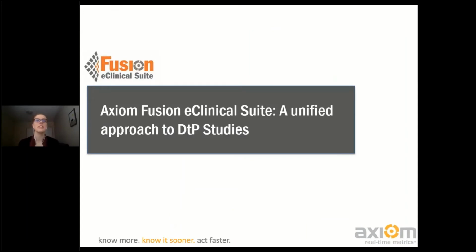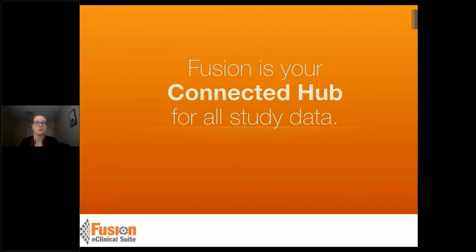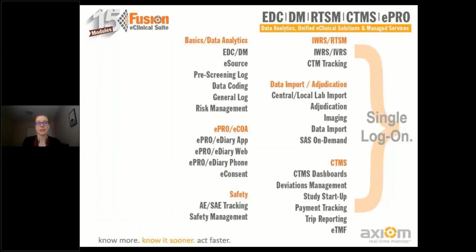Okay, so how do we approach this specifically for direct-to-patient studies, and how is our approach different? So Fusion acts as your connected hub. This is where all of your study data is coming together, is captured, and everything is available through that single logon. So just like we touched on today, we have our inventory, which is through our CTM tracking. We have also our eligibility checks through the randomization IWRS. We have all of our ePRO activities there. And of course, that comes together with all of the additional modules, such as our labs.